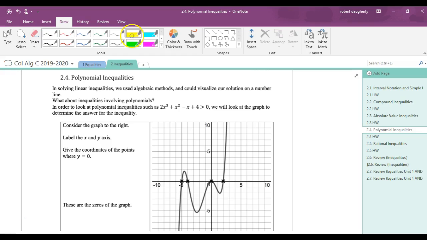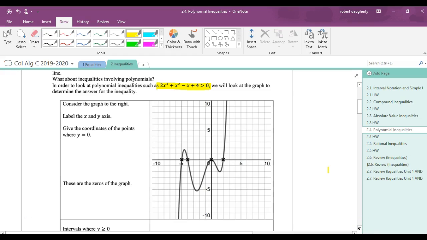So I want to look at where is 2x cubed plus x squared minus x plus 4, where is that greater than 0, okay? That's a pretty much more complicated problem than what we've seen so far. That's why I give you the graph, and you'll be able to read this information from the graph. So let's look at this graph and get oriented a little bit.